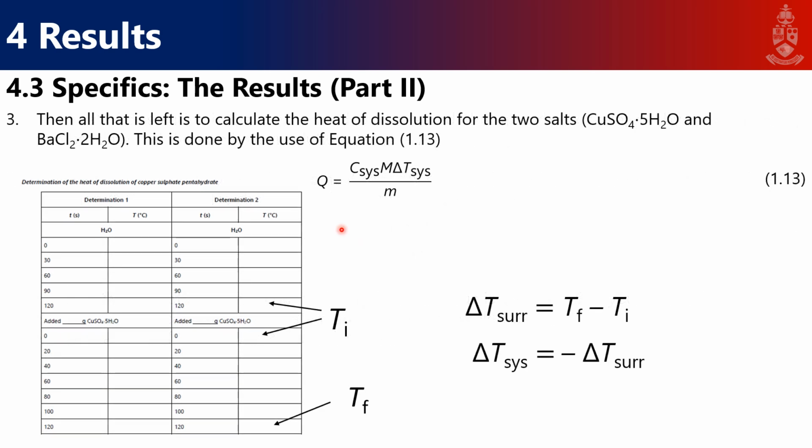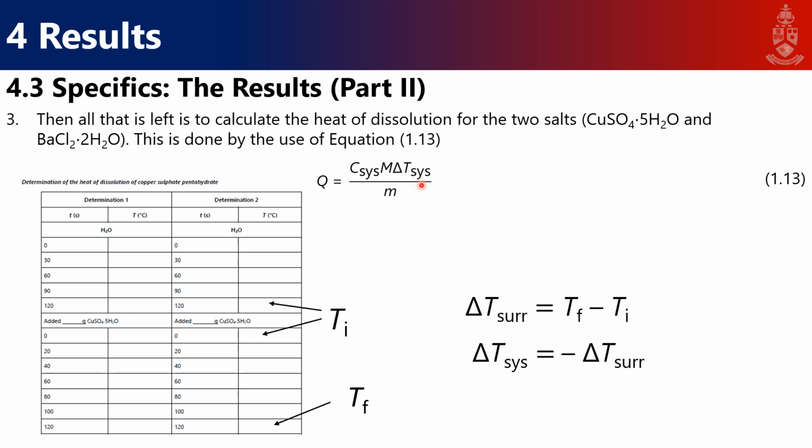Then, using equation 1.13, you're going to calculate the heat of dissolution for your two salts, your copper sulfate pentahydrate and your barium chloride dihydrate. Again, you use the heat capacity that you just determined for your system from the previous equation. You have the molar mass of these salts, you have the masses that you used, and the delta T of the system is the thing that you measured.